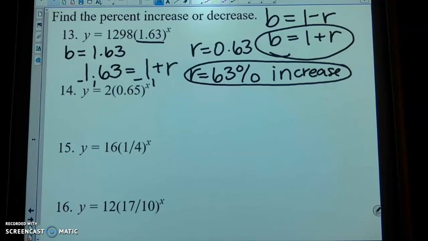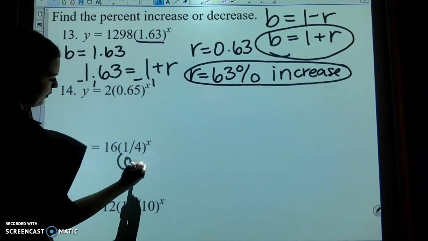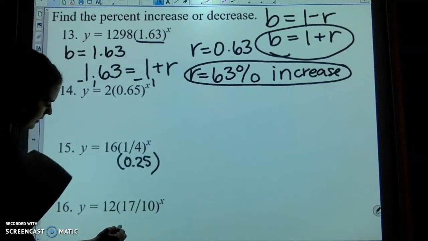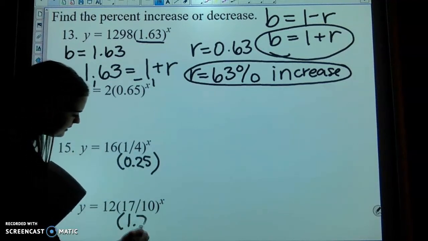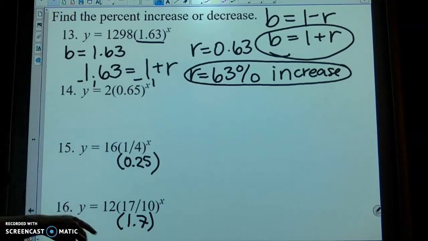All right. I'm going to give you guys a little bit of help. 1/4 is 0.25. 17 over 10 is 1.7. You guys probably didn't need help on those, but I'm going to provide it anyway. So I'm going to do number 14 with you, and then you guys will have to do 15 and 16 on your own. So to finish this assignment, you're just going to have to do the rest of 11, all of 12, and then 15 and 16. Not terrible. You can manage it.